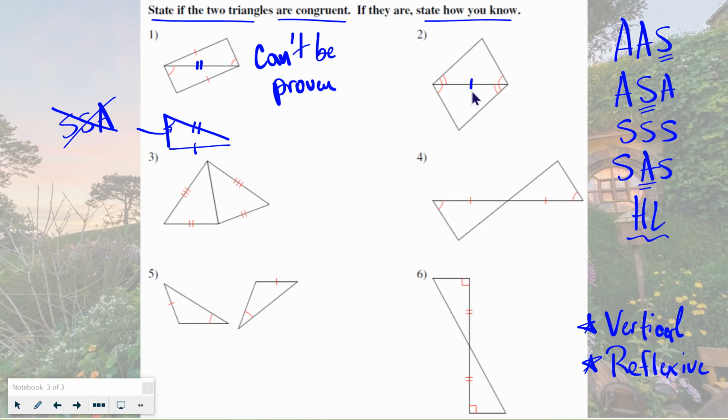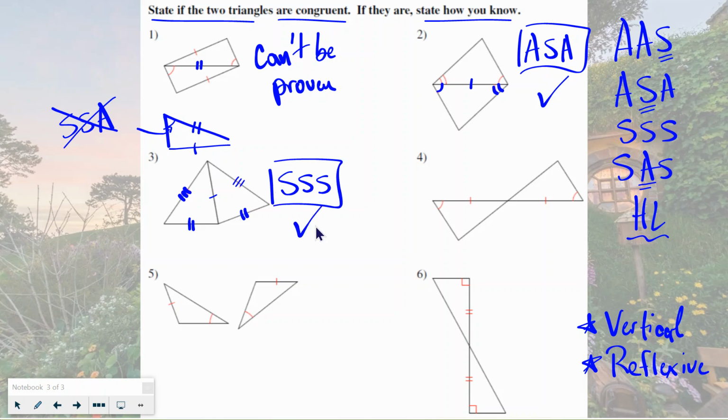Number 2, I'm going to use the reflexive property again. I'm looking at that side as a shared side between those 2, and it's the included side between those 2 angles. So we have angle, side, angle, verifying that those are congruent. On this next one, I'm using the reflexive property again. That side is shared between this triangle and this triangle, so it is congruent to itself and a congruent part between the triangles. And so are all of the other sides. We have 3 congruent sides, verifying that those must be congruent triangles.